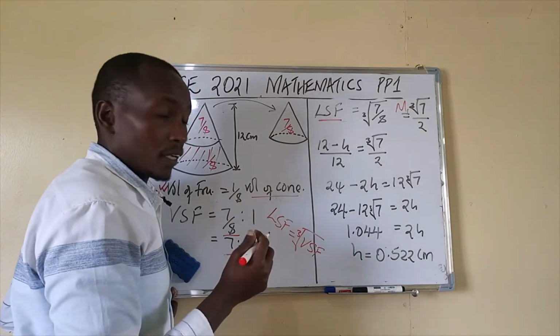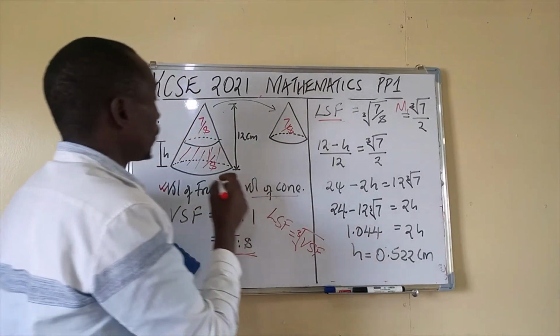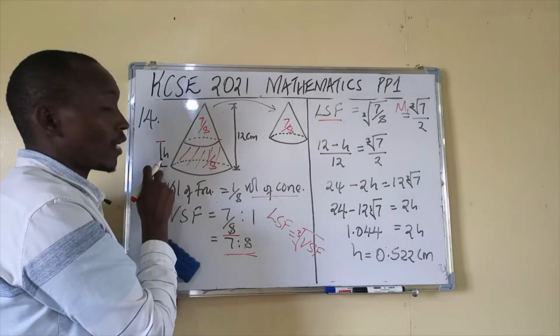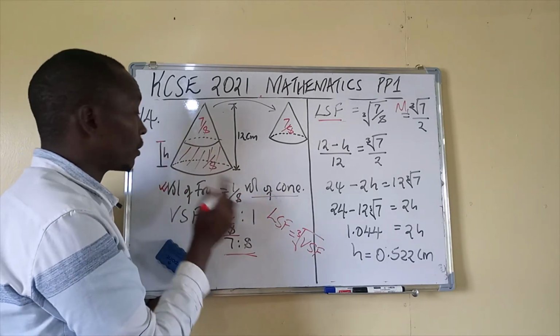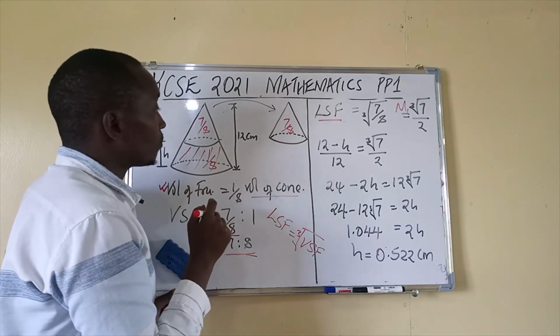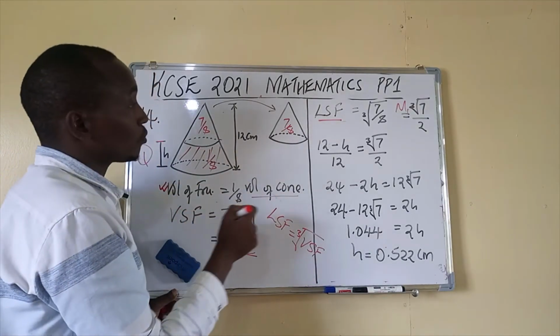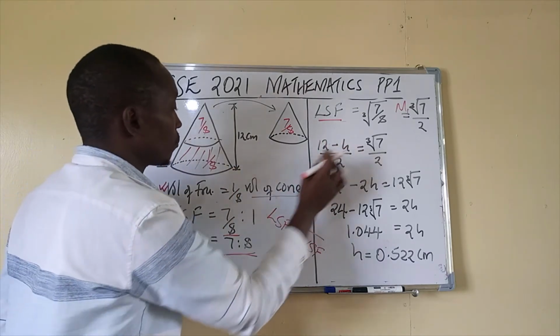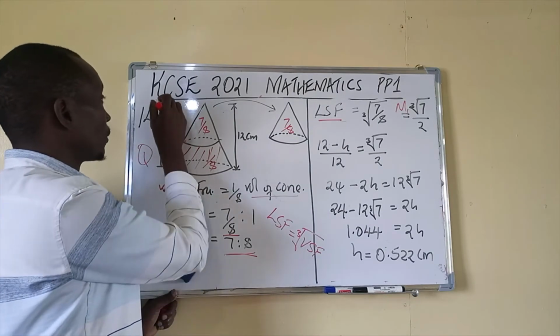Good. If we go ahead, now we need to compare. I have represented the height of the frustum with an H, because that is the question. What is the height of the frustum? With that, I'm able now to do comparison here. We have the height of the smaller cone from here to here.